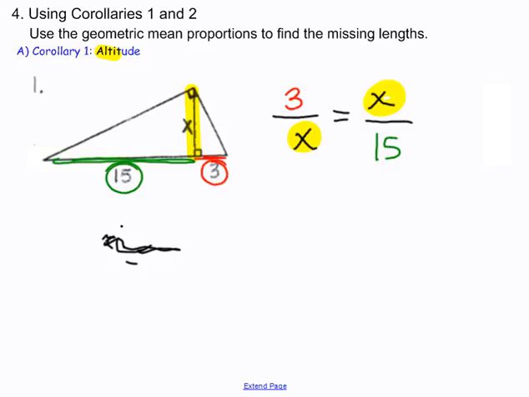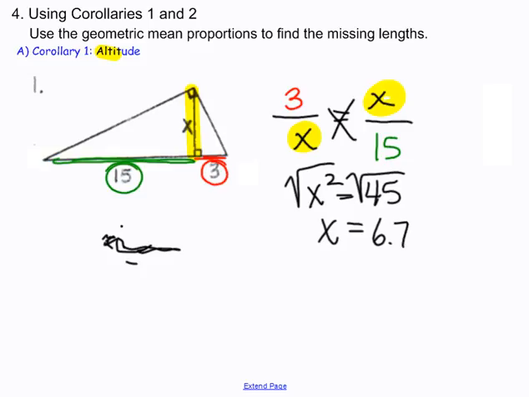So then, when we cross multiply, we end up with x squared equals 45. Square root, x equals about 6.7 rounded to the nearest tenth. All right.